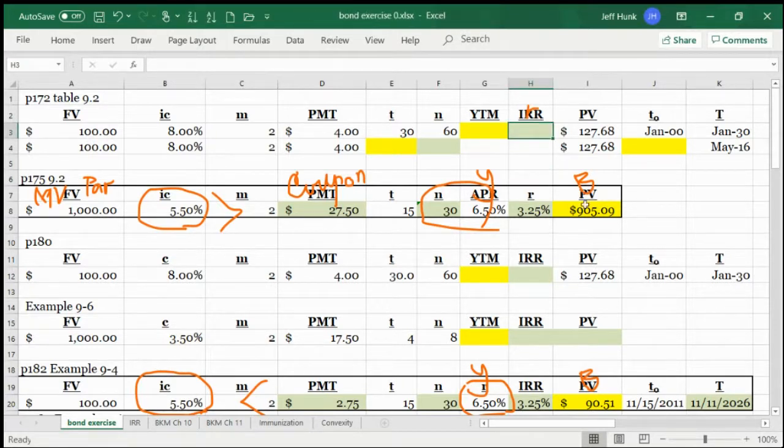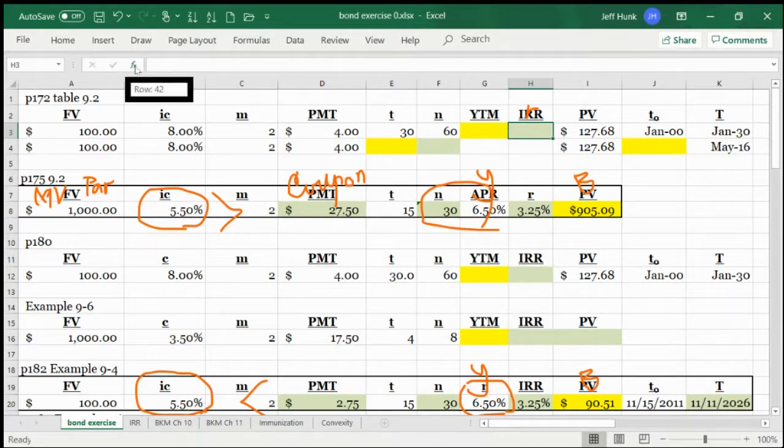So let's find, our unknown is the yield to maturity, which is the annualized r. So to find rate, we can use Excel's rate function.